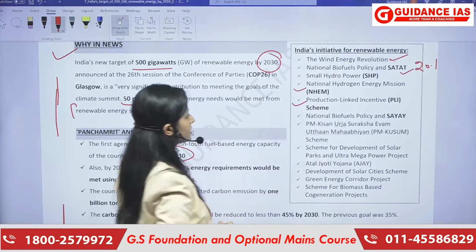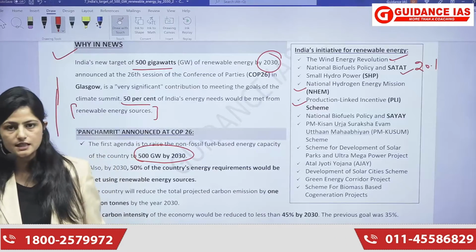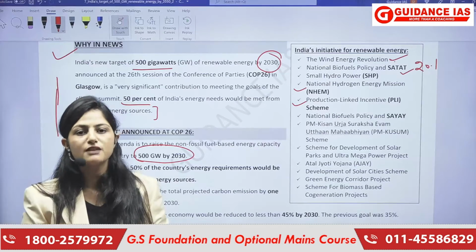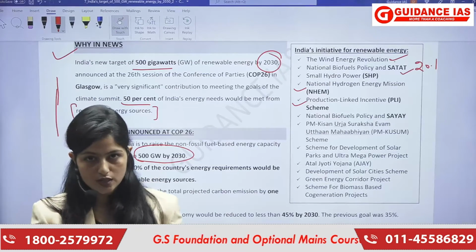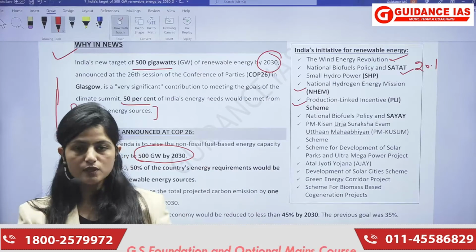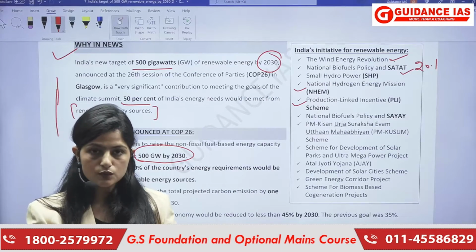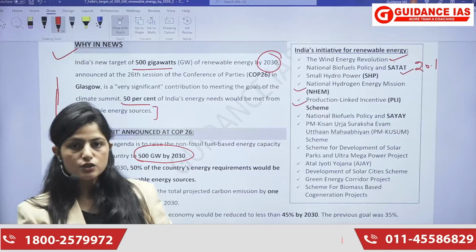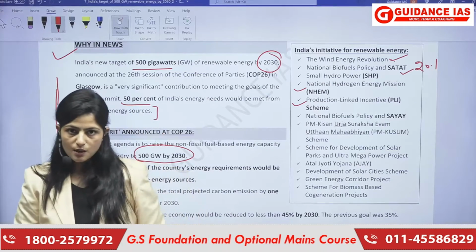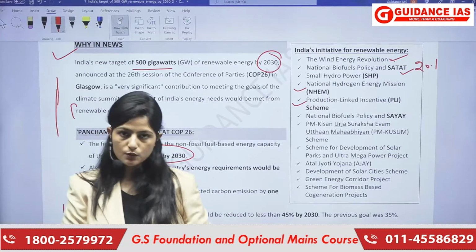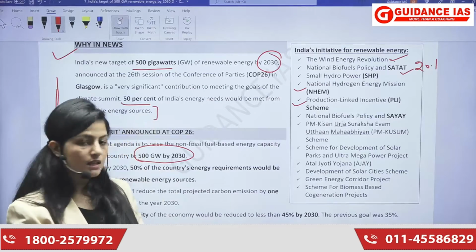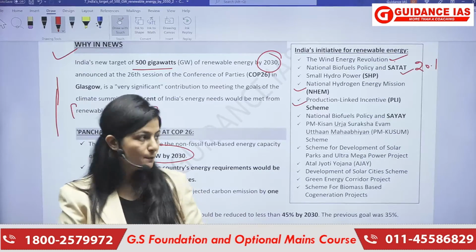Next is production linked incentives scheme, or PLI scheme. It is basically to boost the manufacturing in our country. So what happens in PLI, government gives certain incentives to the manufacturers so that manufacturing can happen in our own country. हमें import पे dependency हमारी कम हो सके, right? And Make in India भी हमारा better होगा.